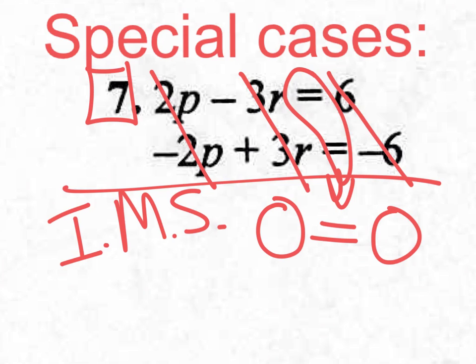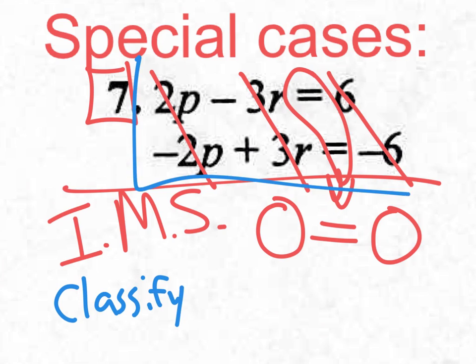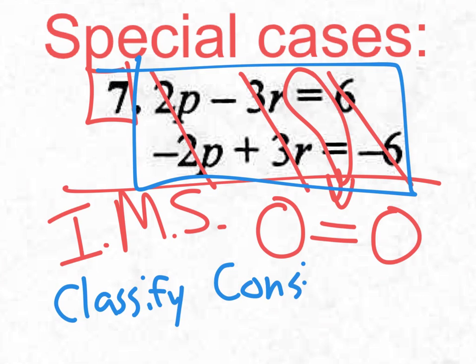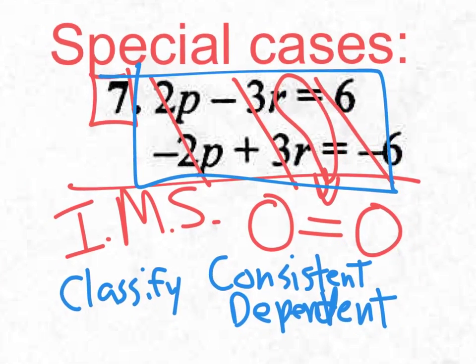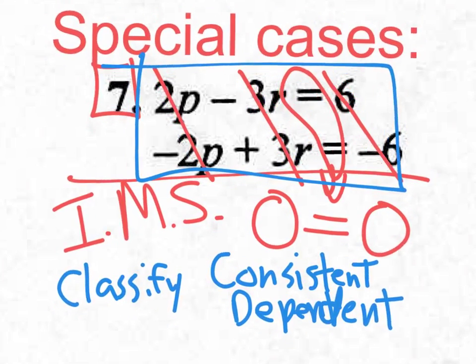Okay? So if I ask you to classify what kind of system this original system would be classified as? Consistent, bless you, consistent, dependent. I can't spell. Dependent. Consistent, dependent. So that's a classification of that guy. Why is this happening?